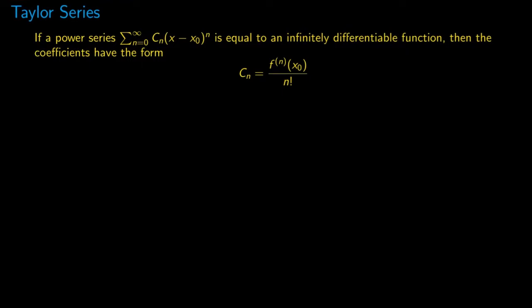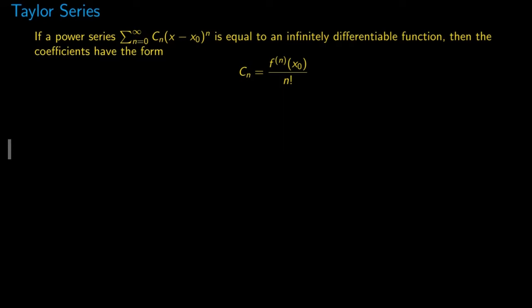If we have a power series of the form sum from n equals 0 to infinity, c sub n, where c sub n are some coefficients, on x minus x naught to the n, and this power series is equal to an infinitely differentiable function, then the coefficients have to have the form c sub n equals f, the nth derivative of f evaluated at x naught over n factorial.